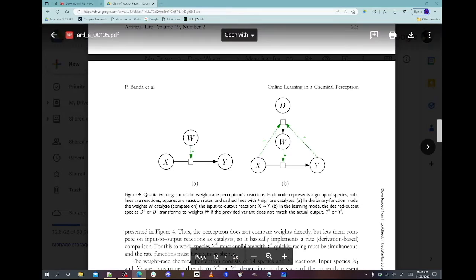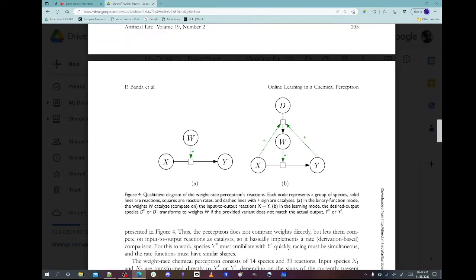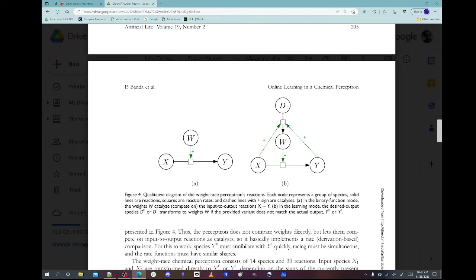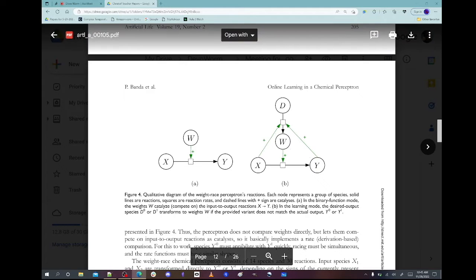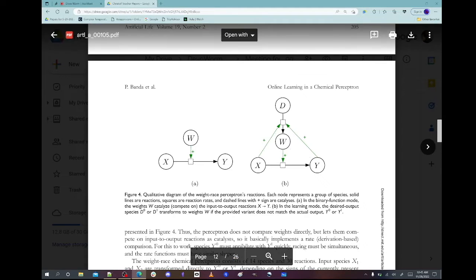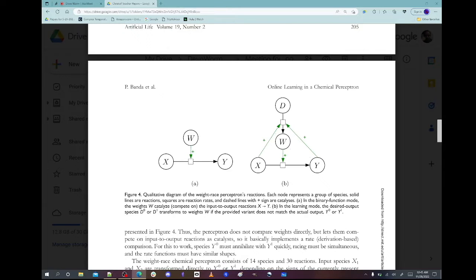In the learning mode, which is B, the desired output species D0 and D1 transform to weights W if the provided variant does not match the actual output. So in this case, your species transforms to the weights W if the variant doesn't match this actual output. So it has to match the output of Y. And this is this learning process where it tries to calibrate itself to the output.